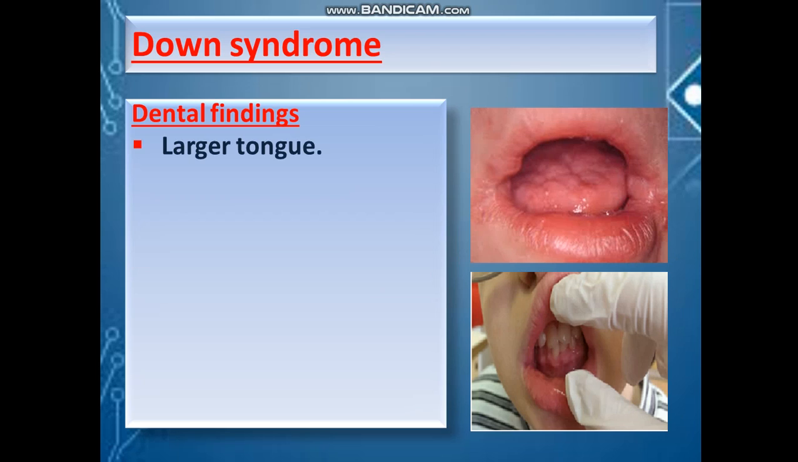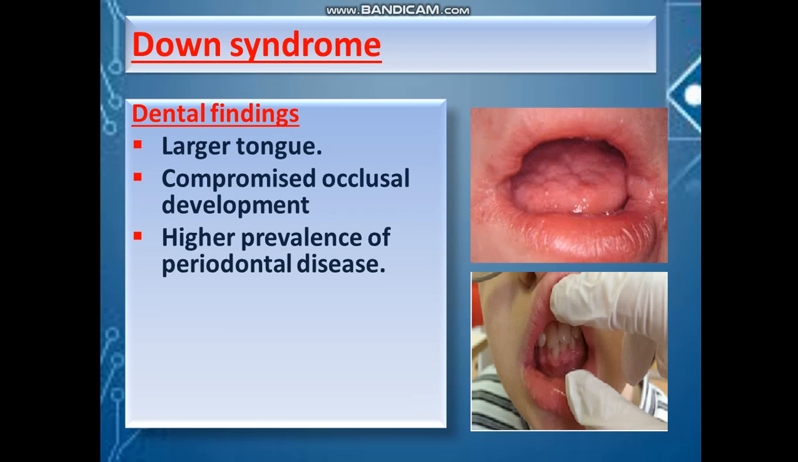The tongue tends to be larger than normal. The small jaws contribute to the tendency of protrusion of the tongue and dental crowding, both of which may compromise the development of good occlusion. Also, there is a higher prevalence of periodontal disease.